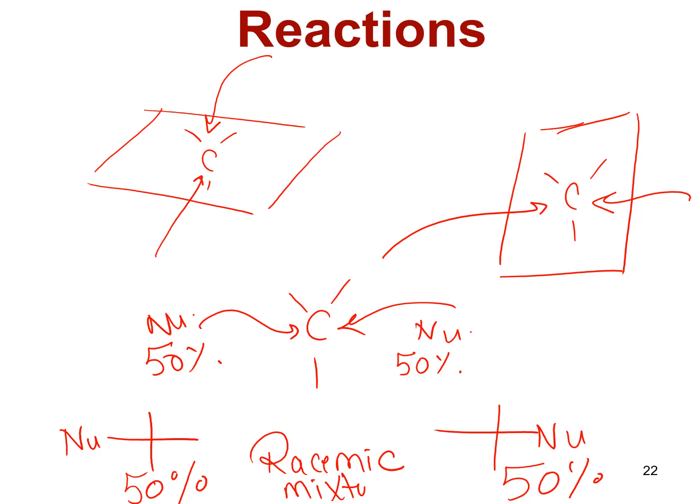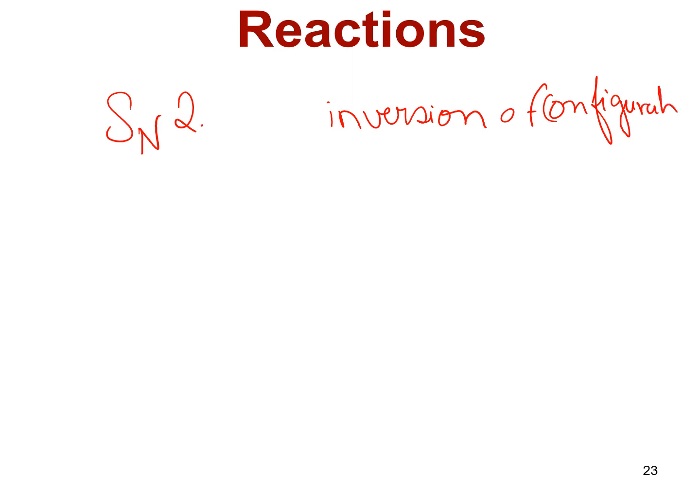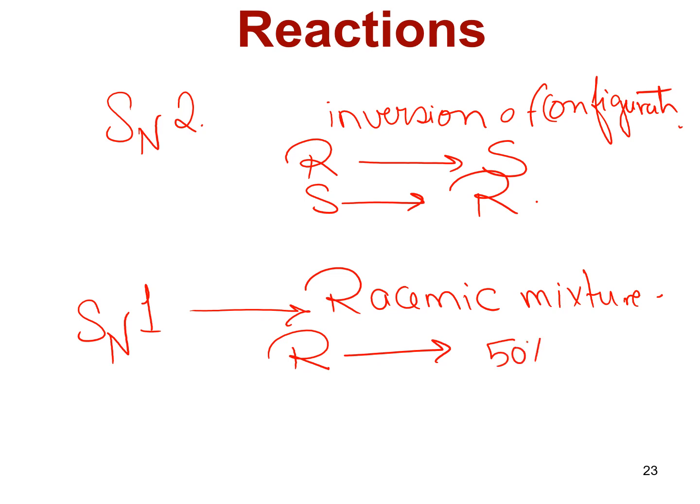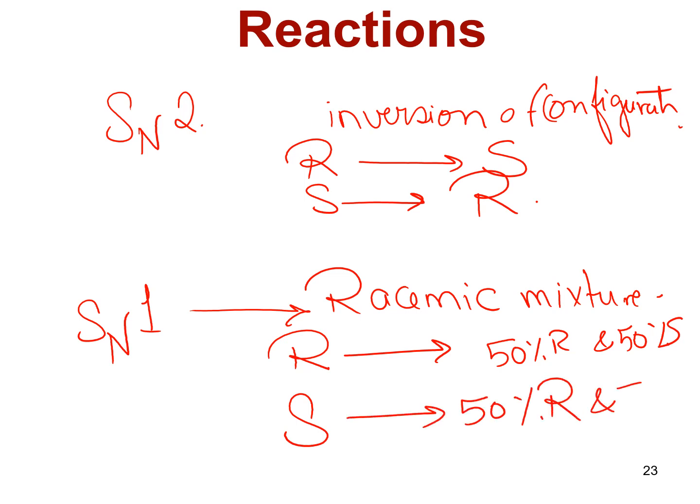It's a racemic mixture. So as we can see, if we perform the SN2 mechanism, we will end up with inversion of configuration. So if we start with an R, we will end up with an S, and if we start with an S, we will end up with an R, while if we perform an SN1 mechanism, we will end up with a racemic mixture. So if we start with an R, we will end up with 50% R and 50% S, and if we start with an S, we will end up with the same 50% R and 50% S of the compound. Let's see, when do we get this and when do we get that? When do we get the SN1 mechanism and when do we get the SN2 mechanism?